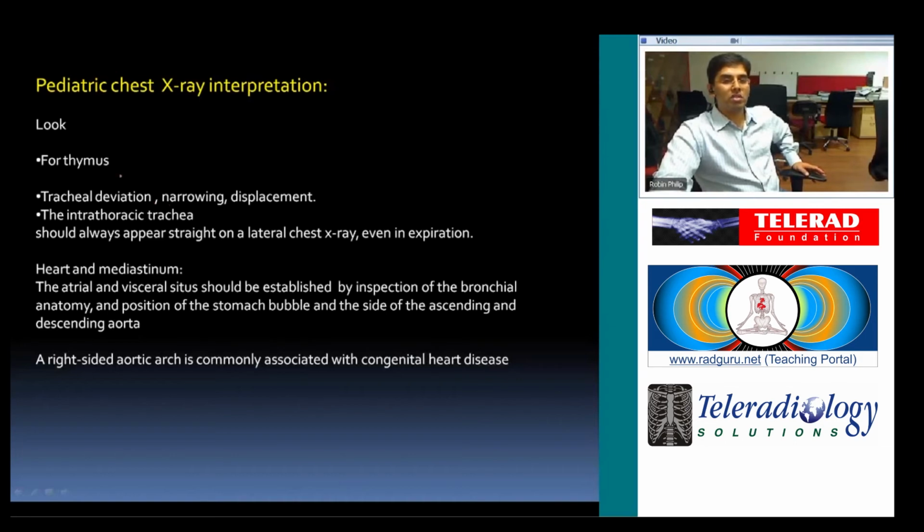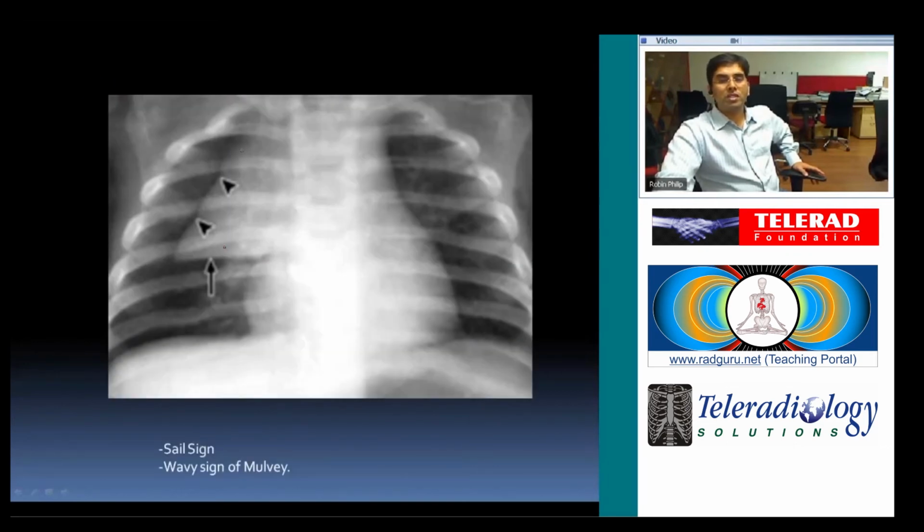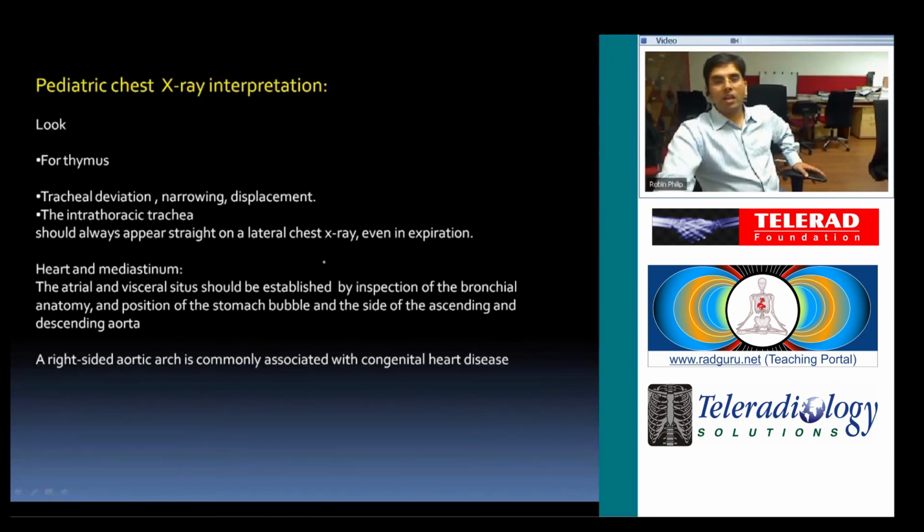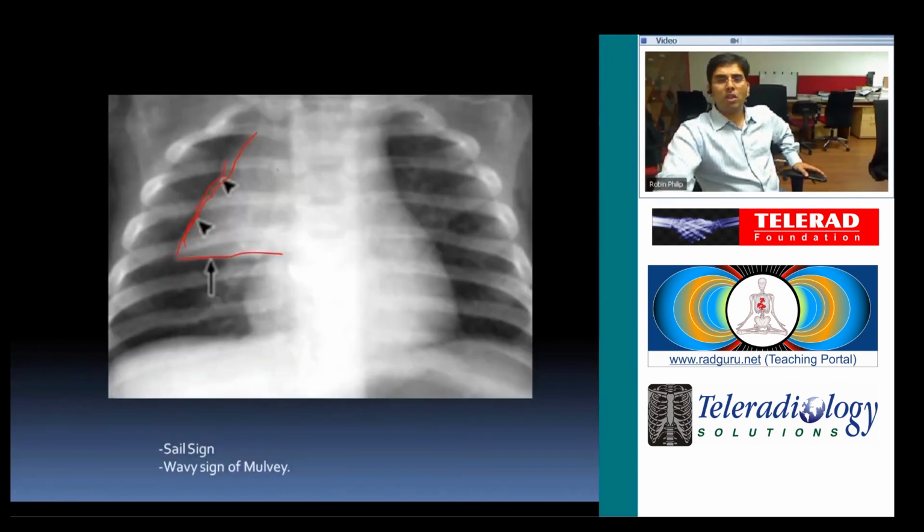And then next, move on to the mediastinum. More often than not, you see the thymus, so instead of calling it cardiomediastinal, you can call it cardiothymic silhouette. This is the typical appearance of the sail sign. And if it is large enough, the anterior ribs may impinge on it and give this wavy appearance, that is called the wavy sign of Mulvey. That is a normal appearance. This is again highly variable. You may see it on both sides, or on one side. So you have to pay attention to that.